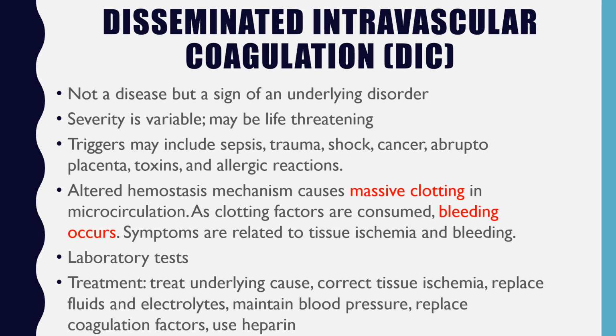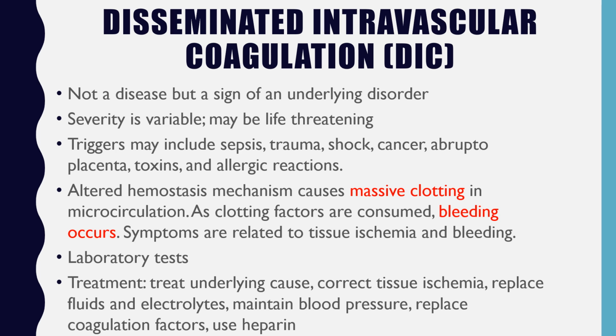What actually happens is this trauma sends our body into a reactive state that causes massive microthrombi. So we get all these tiny little clots around in microcirculation. And as those clots continue to happen, we use up all of the clotting factors and then bleeding occurs. So first we get symptoms that are related to tissue ischemia because of all the little tiny clots, and then we get this massive bleeding. They start bleeding from really every orifice.